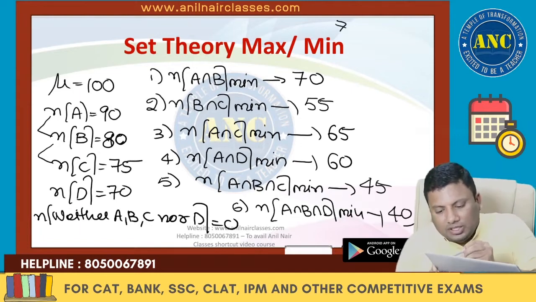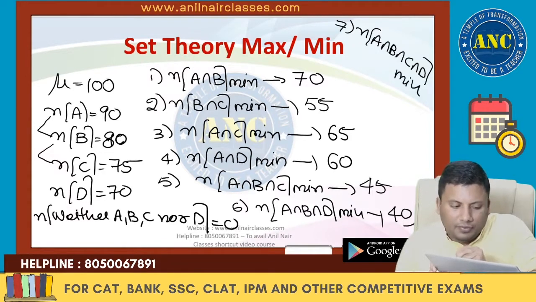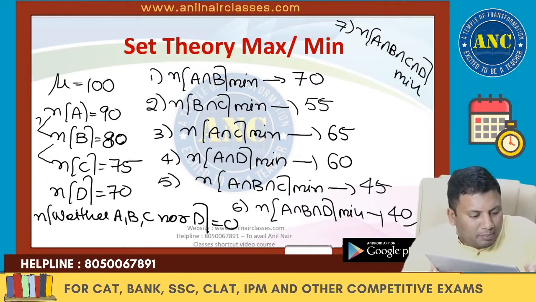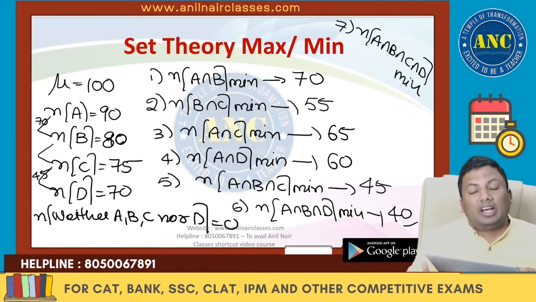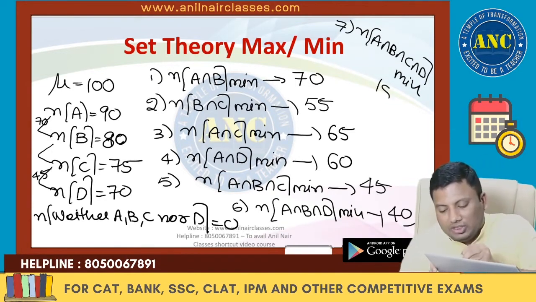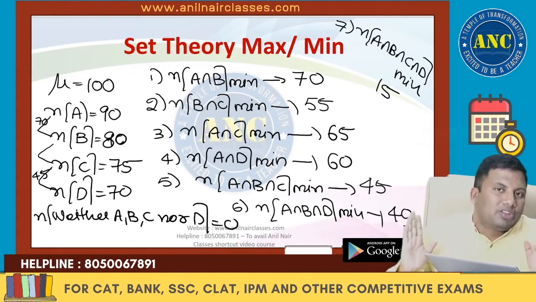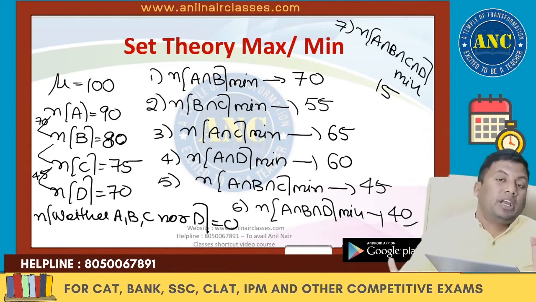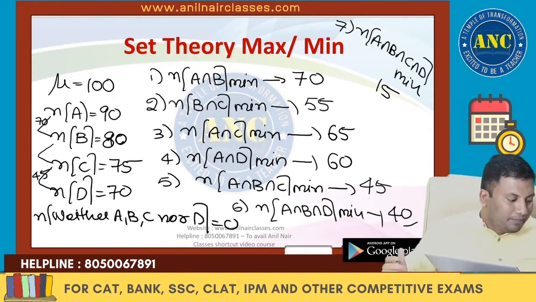Seven problems. A intersection, B intersection, C intersection, D minimum. For this I got 70. For this I got 145, which means 45. 70, 45, 115, which is nothing but 15. Are you all with me? I hope you enjoyed this magical way of solving the question. Without even putting pen on the paper, you can solve this question very easily.